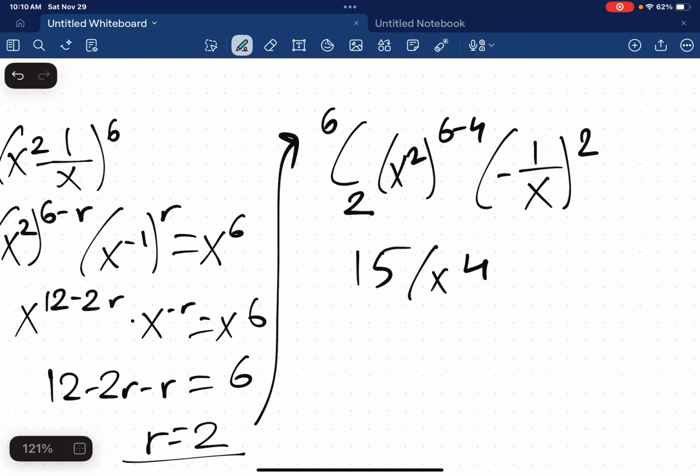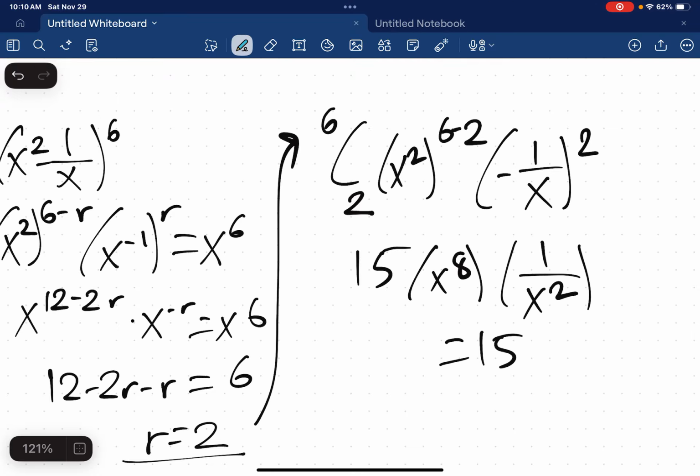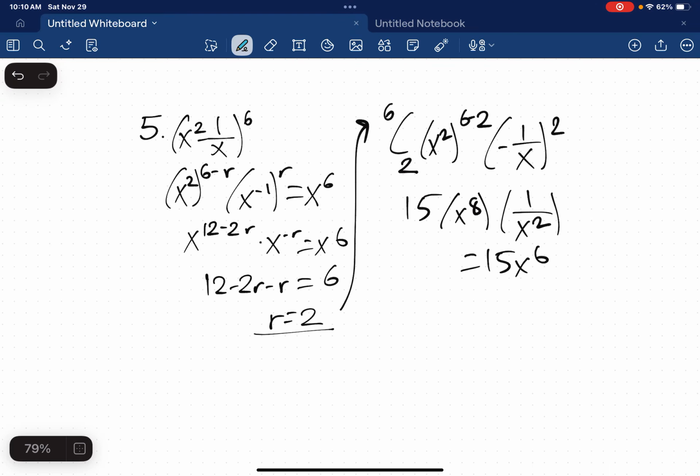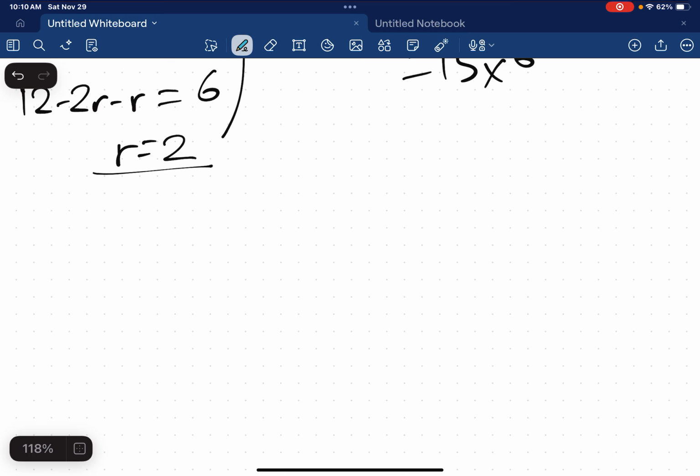Oh, shoot. These little errors get you so messed up, I'm telling you. It's supposed to be 6 minus 2. So we'll have x squared to the 4th, which is just going to be equal to x to the 8th times 1 divided by x squared, which is equal to 15x to the 6. Okay. That's our answer.